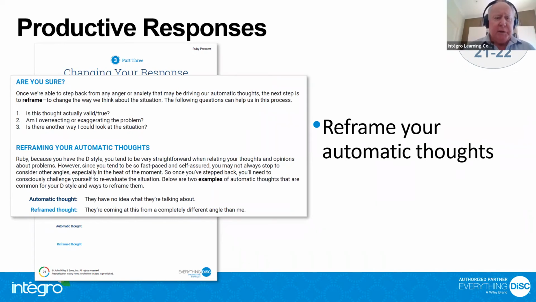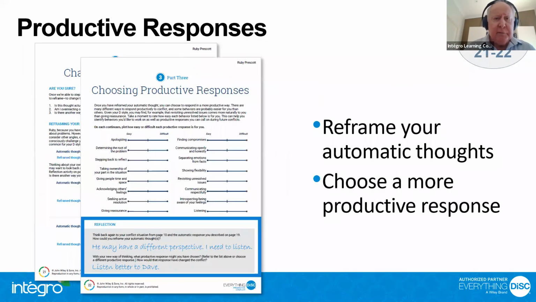Okay, and so on this page, participants have the opportunity to reframe the automatic thought, and we're going to go back to the case study. All right, so here we have on the bottom of page 22, is it? Think back to your conflict situation from page 10 and the automatic response you described on page 19. How could you reframe your automatic thoughts? And so in this case, Ruby chose, he may have a different perspective, I need to listen. All right, and then with your new way of thinking, what response would you have chosen? Well, I think I need to listen better to Dave.